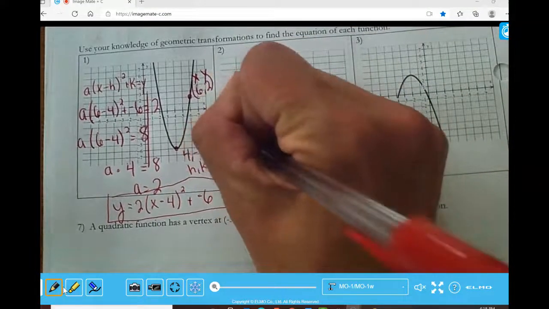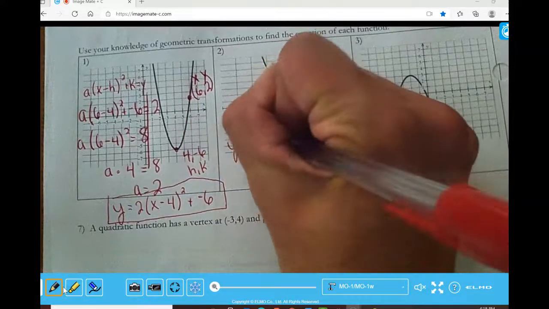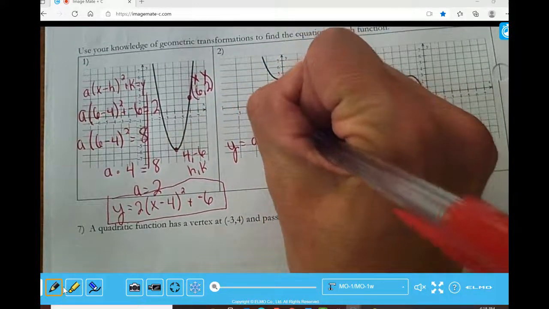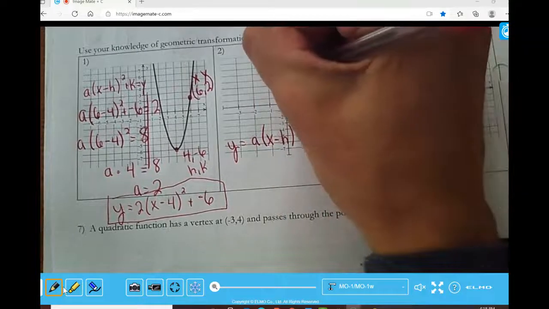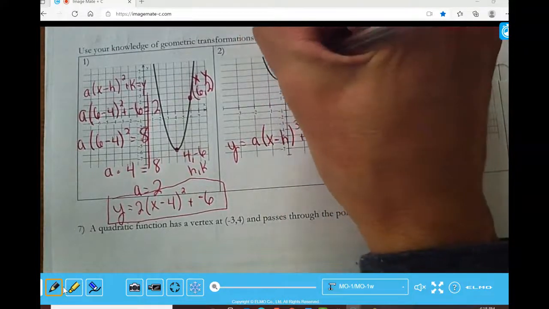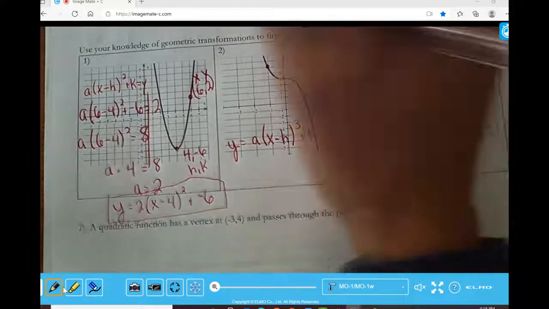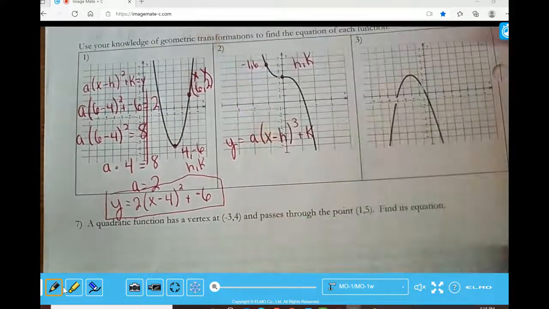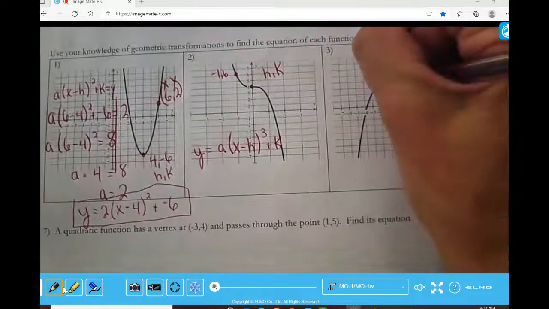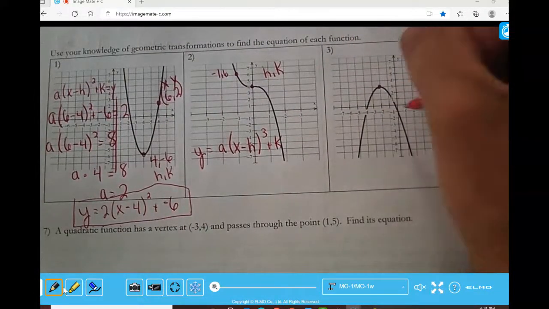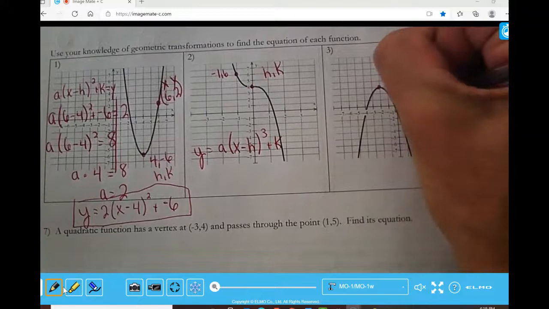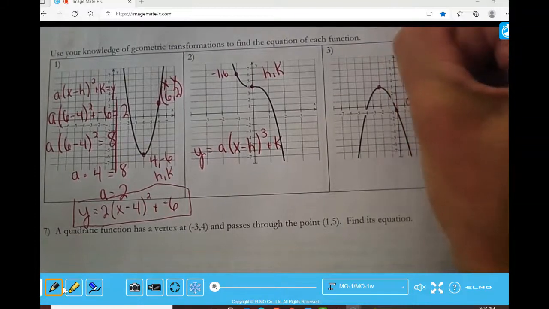So the only thing that's going to be different on this one is that you will have a cube instead of a squared. And then this point will be your hk. And I'll go ahead and say this negative 1 and 6 can be your xy. On this one, here's your hk, and then if I were to pick my xy, I would probably just pick this, and it will be 0, negative 1.